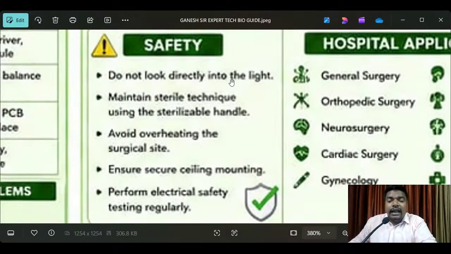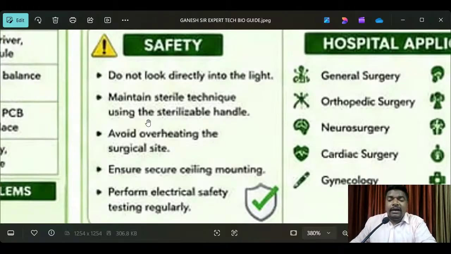And see here, safety: maintain sterile technique using the sterilizable handle. Before touching, you are a biomedical engineer, so you should be hygienic. We are human beings, we should maintain a hygienic situation, and we have to use hygienic toolkits also. That's why before touching it, you have to ask the technician, sir, now that the operation is completed, can you sterilize this, sir? Because they have different anti-infection controls. You have to communicate, protect yourself, and follow the instructions based on the operation theater.